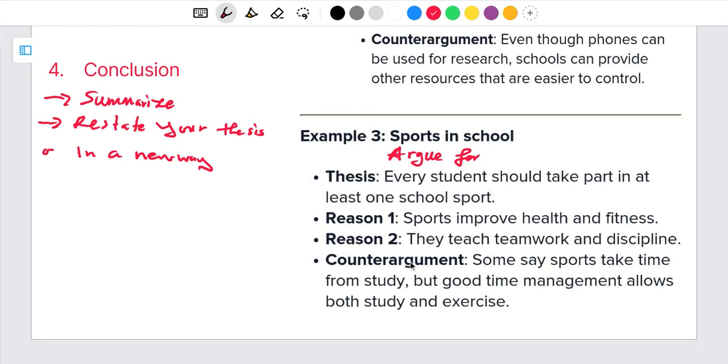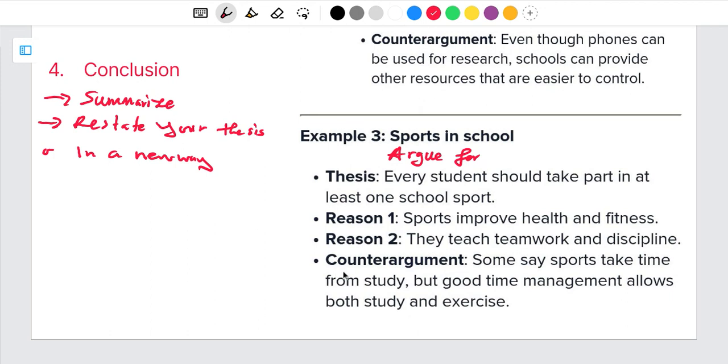And then the reasons we have: the first one, sport improves health and fitness. As you are learning, blood is circulating, at least, yeah, you are going to become fit because you are doing the exercise. There is more circulation of blood and you are excreting more toxins. And for reason number 2, they teach teamwork and discipline. So if you are involved in sports, you're going to develop that art of teamwork, because where there is a team, there is discipline, and there is a part of working together.